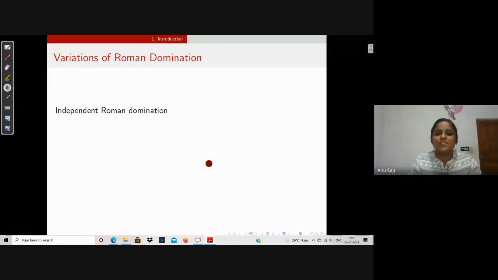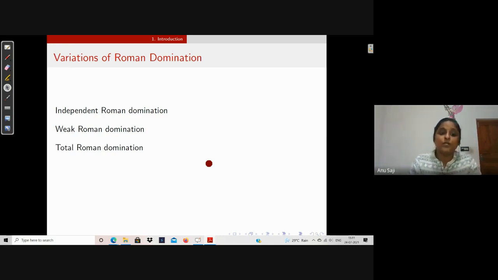Independent Roman domination is one such variation. In this case, the vertices with the non-zero values should induce an independent set. Another variation is weak Roman domination. In this case, a vertex with the value 0 must be adjacent to at least one vertex with a non-zero value. There is no restriction that this vertex must be assigned the value 2. Only a non-zero value is enough.